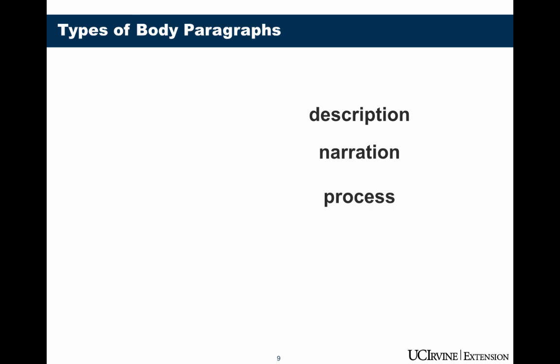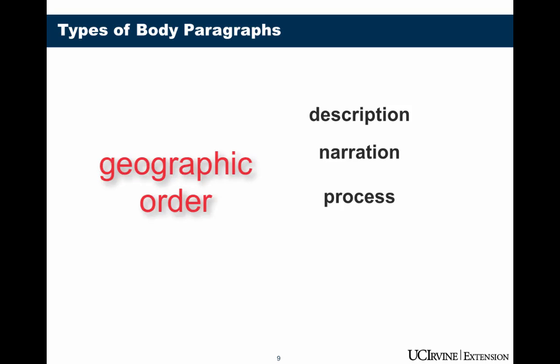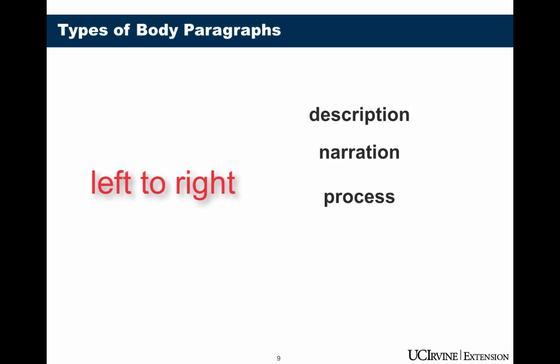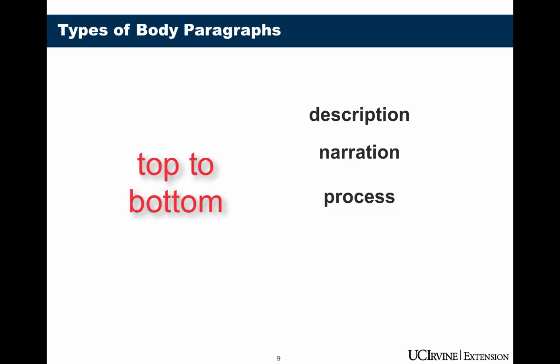On the right side here, we have 3 other types of body paragraphs: description, narration, and process. They don't follow the exact same pattern. They're a little bit different. Description describes something, and so it doesn't usually have 3 supports. The structure of this kind of paragraph would be maybe geographical, describing a place from left to right or from top to bottom. Or it could describe a person, and if you were describing a person, you would be describing them maybe from their head to their toe. So the structure of this paragraph is a little bit different.